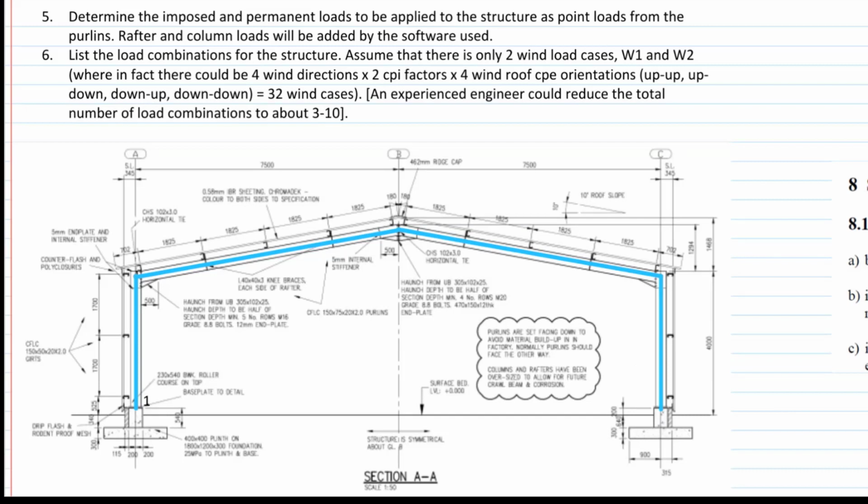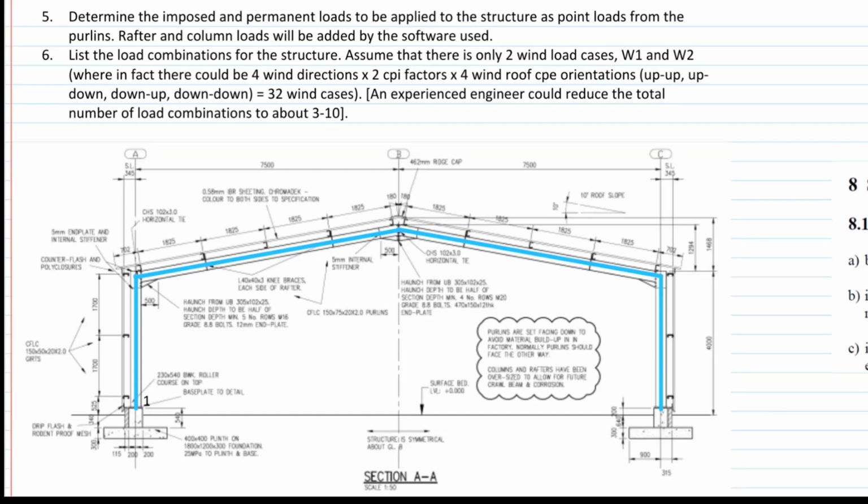So here you'll see the questions, just to reiterate what we've been through previously. Determine the imposed and permanent loads to be applied to the structure's point loads from the purlins. Rafter and column loads will be added by the software used. List the load combinations for the structure. Assume that there is only two wind load cases, W1 and W2, where in fact there could be 4 wind directions, 2 CPI factors, 4 wind roof CP orientations, etc. So 32 wind cases. We're only going to consider 2 to keep it simple. Now, as I mentioned previously, an experienced engineer could reduce that number of wind cases quite significantly.